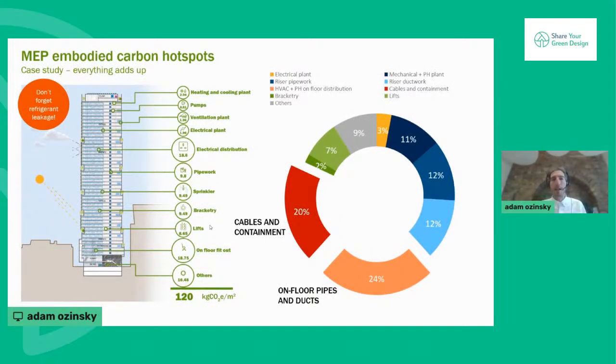I think the key message, well, there's probably two key messages on MEP, which is that everything adds up. It's lots of little numbers becoming a big number. But even so, within that, what we've seen is that distribution, so cables, ducts, pipes, etc., are the real ones to hit.